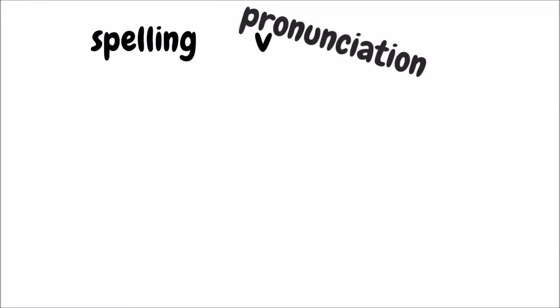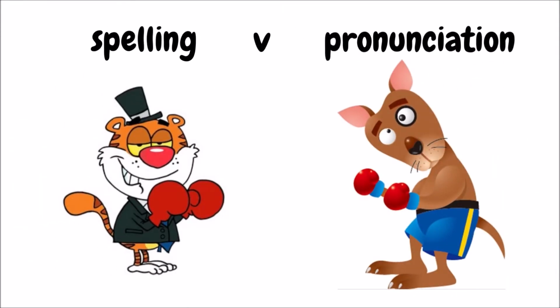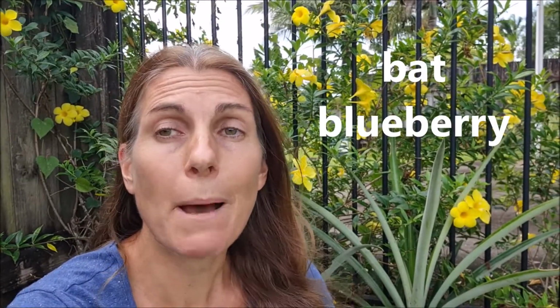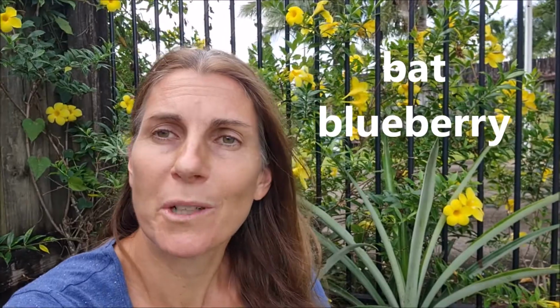As you know, with English spelling and pronunciation, they don't always match. So let's take a look at some spelling versus pronunciation. When you see the letter B, usually the sound is B, like in bat or blueberry. Sometimes there's a double B and the sound is the same, like in bubbles or rabbit.